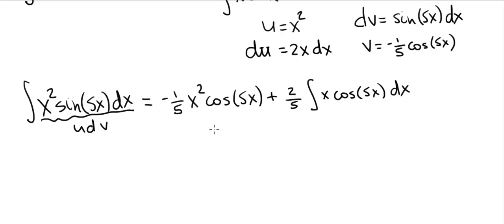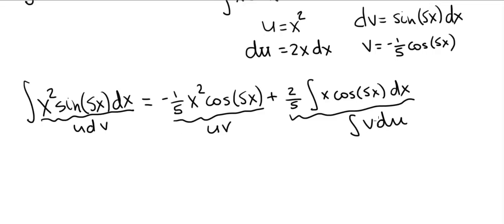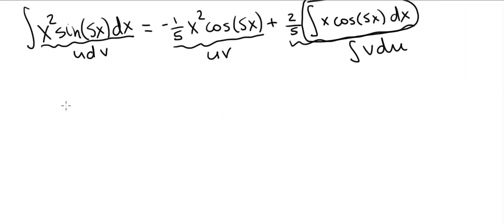Now the first part is just our uv, and all of this is the integral of v du. And the integral on the right is still not finished. We can't just use the formula, but it's easier than the integral on the left in the sense that the polynomial is x to the first, and on the left it's x squared. Now I'm going to leave 2/5 alone for now and just integrate the integral that I'm circling, then come back for the 2/5. So we want to integrate x cosine of 5x.